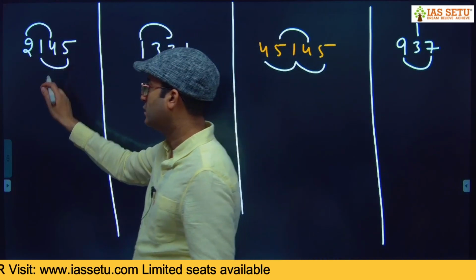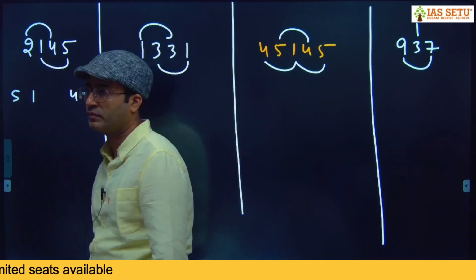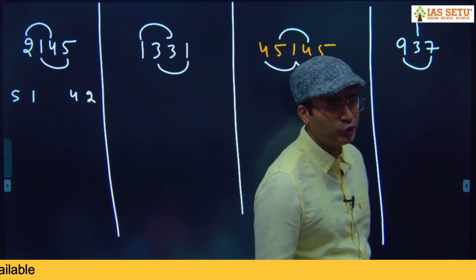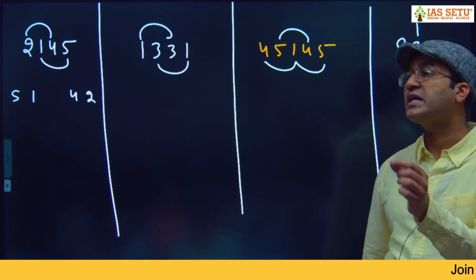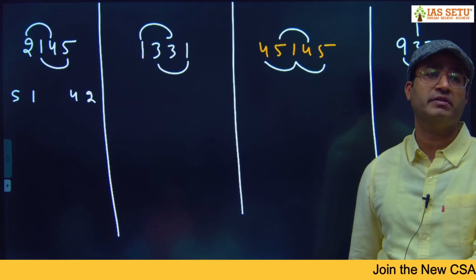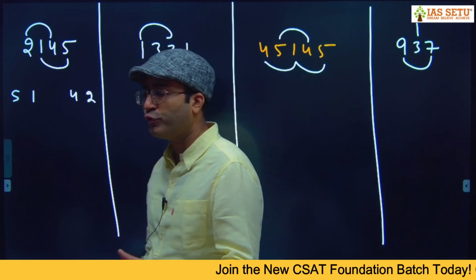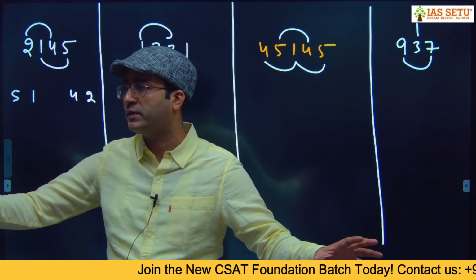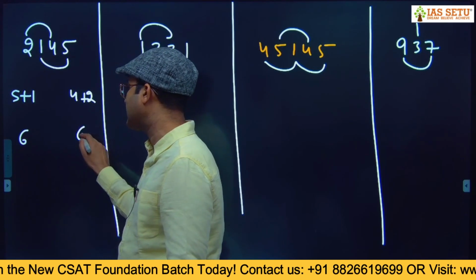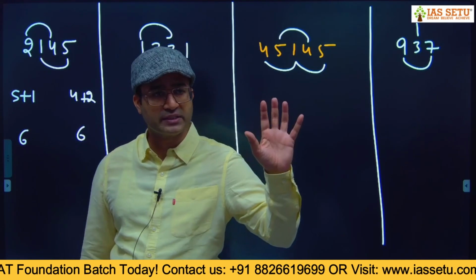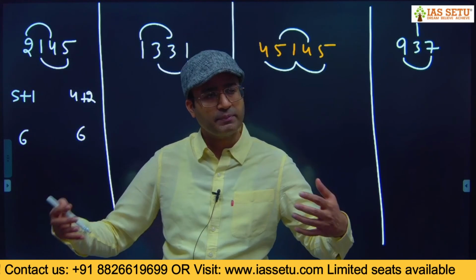So I write here: in one team I take 5 and 1, in another team I take 4 and 2. I will break the number into two parts, digits at the odd places separately and digits at the even places separately. Then step number 2, we will see the strength of these two different teams. We will add. You get 6 here, you get 6 here. We will take the strength of team A and the strength of team B. Then third step, they will fight.